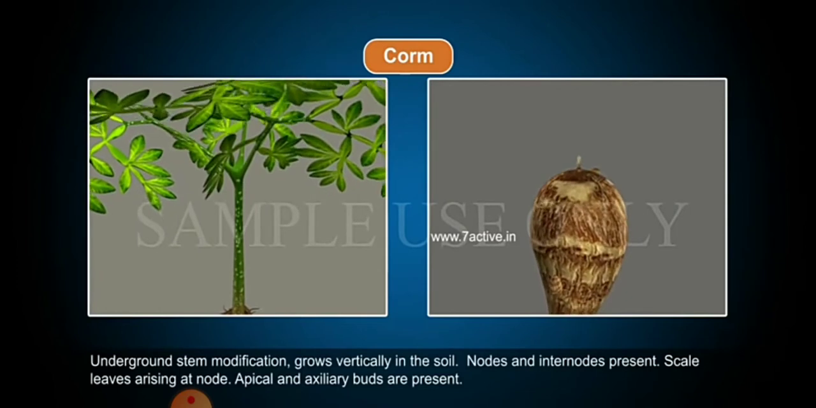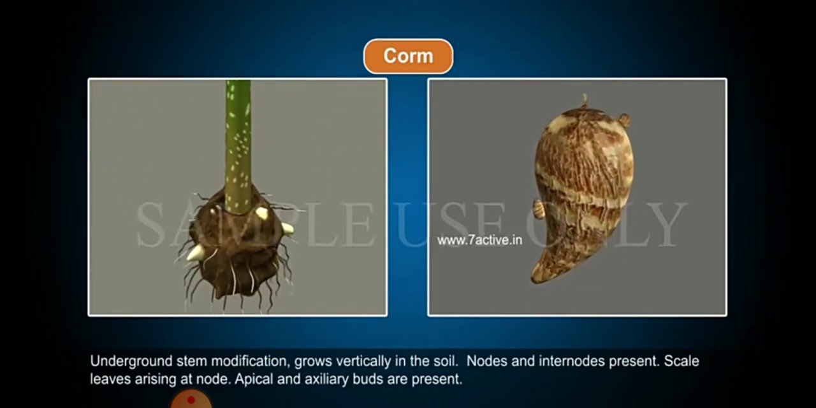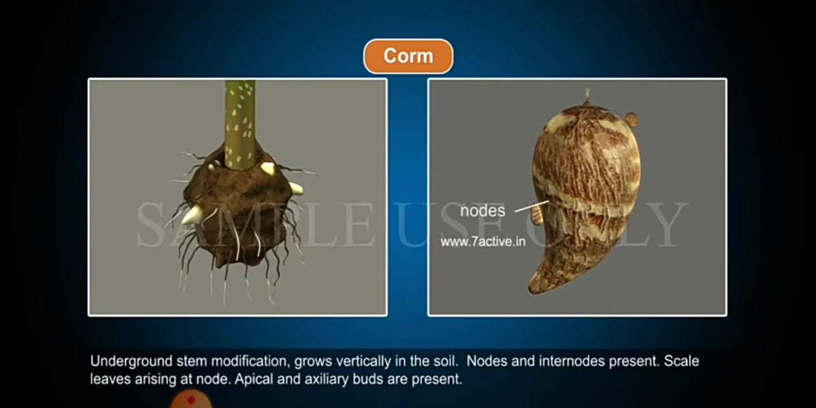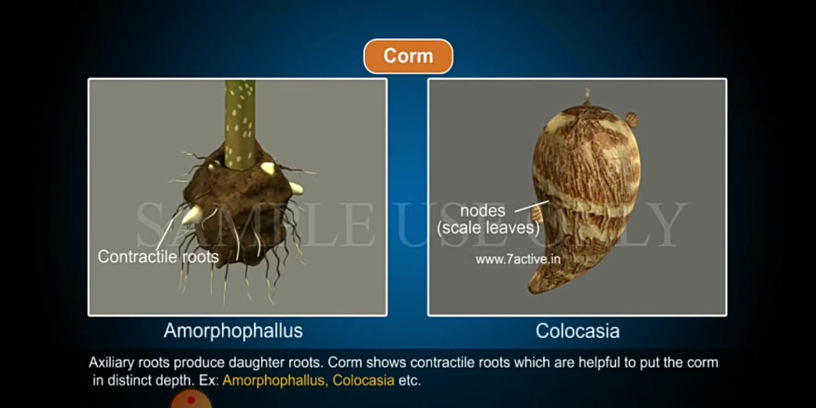Corm. Underground stem modification grows vertically in the soil. Nodes and internodes present. Scale leaves are rising at node. Apical and axillary buds are present. Axillary buds produce daughter corms. Corm shows contractile roots, which are helpful to put the corm at a distinct depth. Example, Amorphophallus, Colocasia, etc.